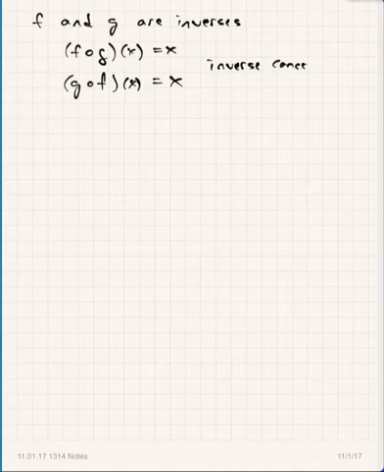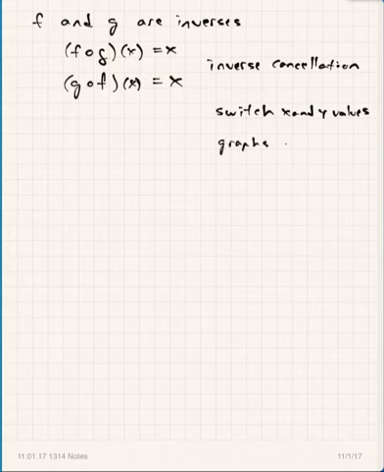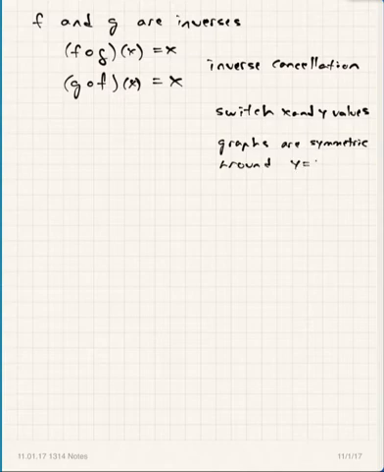And this property is actually going to be important to us as we get into exponential and logarithm functions, that they kind of undo each other. And this inverse cancellation also implies that the x and y values interchange, or that they switch x and y values. We talked about that. And we also talked about the idea that their graphs were symmetric around the line y equals x. All right, so we're going to look at that with an example.